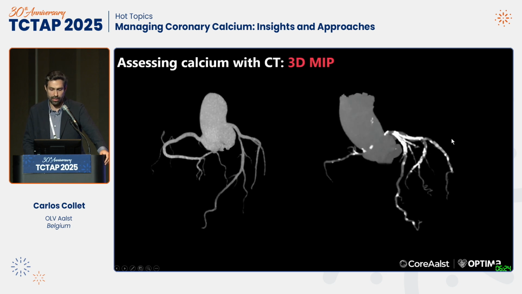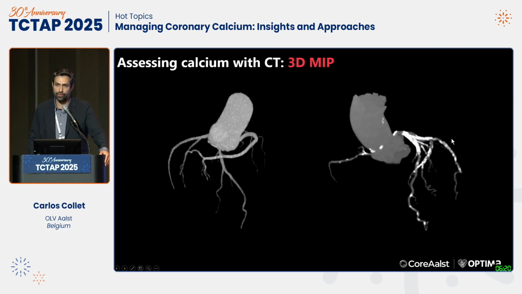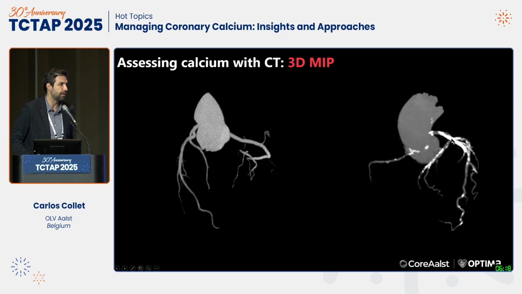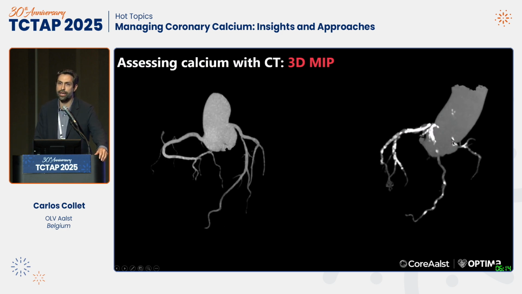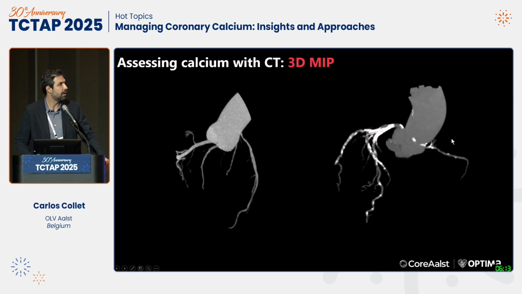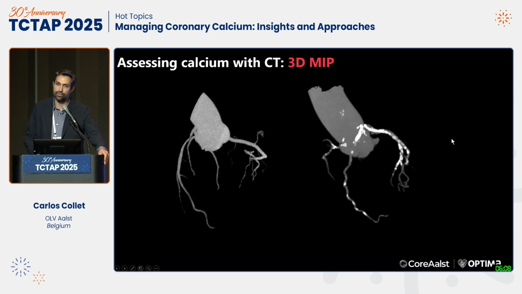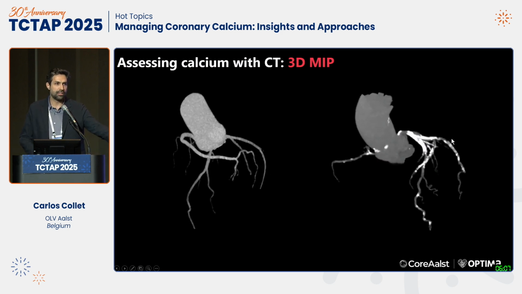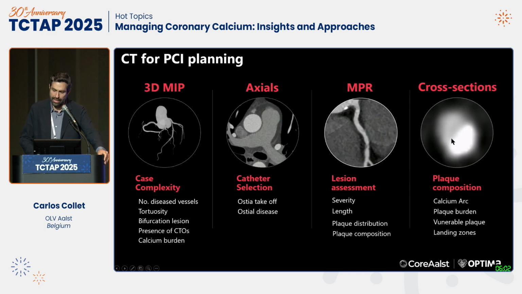The calcium is very accessible through 2 reconstructions. One is called 3D MIP, which is fully automated by any scanner in the market. You can understand very clearly, looking at these 2 pictures, how this is helpful. On the left side, straightforward PCI, not calcified. On the right side, severely calcified left main bifurcation. And you understand the consequences of this in terms of access, guiding size, and of course, plaque preparation.